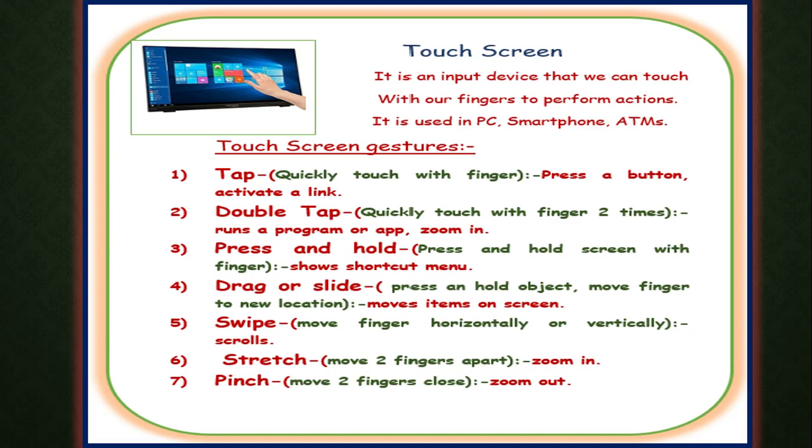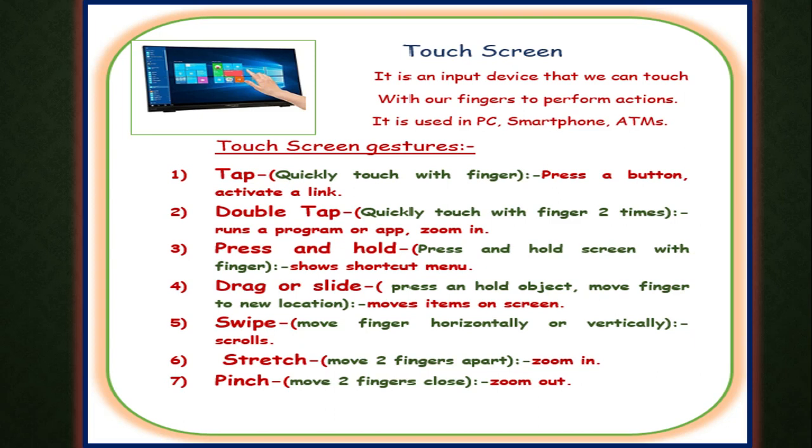Next is touch screen gestures. First one is tap. Tap means we will quickly touch with our finger, and the effect is that it will press a button or activate a particular link. Second is double tap. Double tap means we quickly touch with our finger two times. Double means two times. It will run a program or app. It means with this a program or app will be opened, or the image will be zoomed.